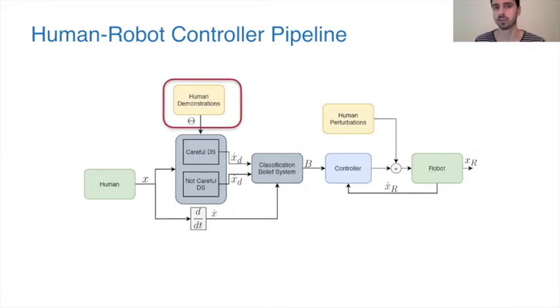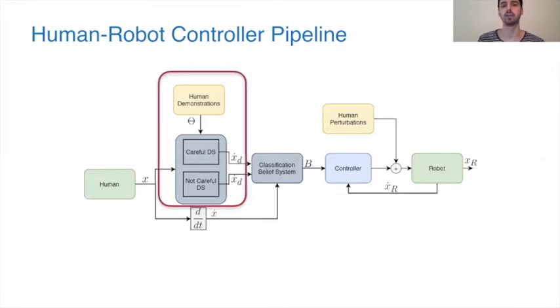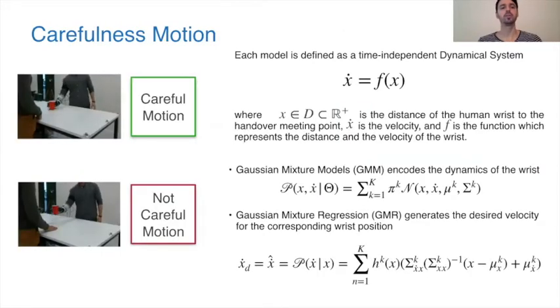We've analyzed the human demonstrations from our data set, and now we want to use this data to build our models. So what we do is we segment the actions from the moment the object is picked to the handover point, and then we want to use time-independent dynamical systems to create two models: a model to express the careful motion and a model to express the not careful motion.